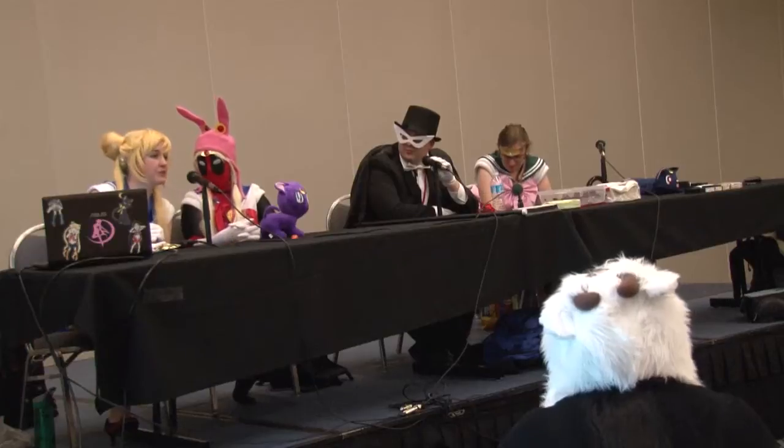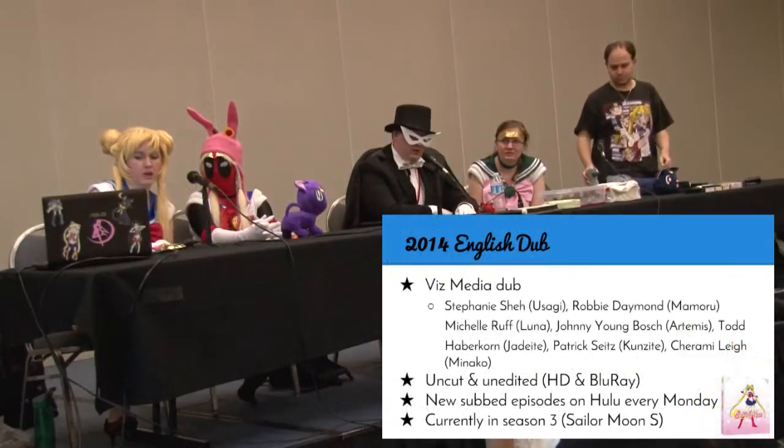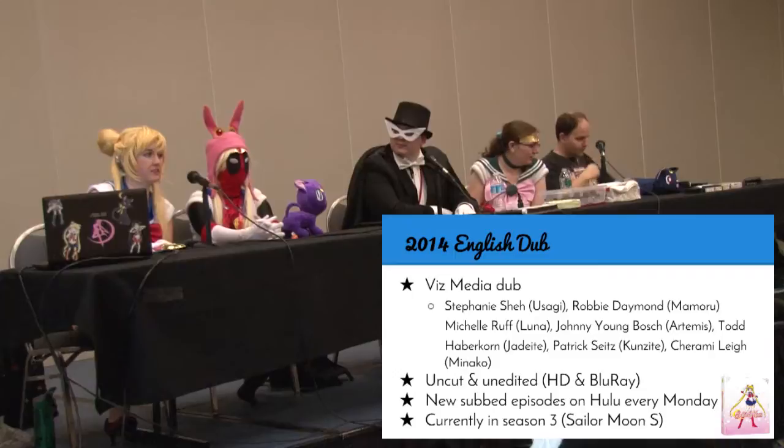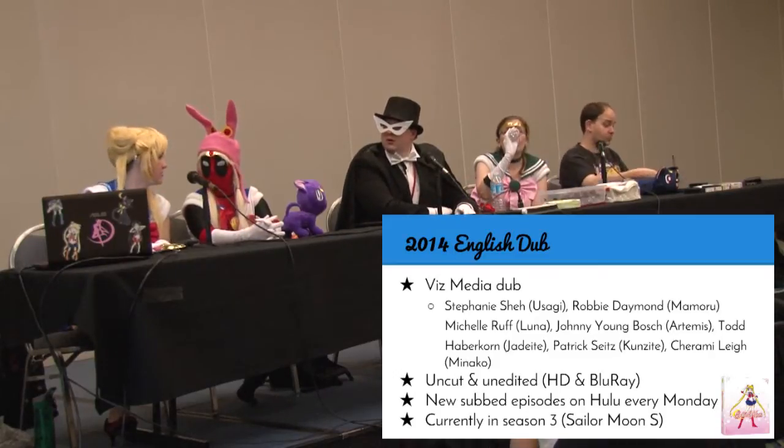So one really cool thing nowadays is that if you're not into the subtitled version, you can actually get the new English dub, which is pretty impressively done. It's incredible. Yeah, the vocal cast, a lot of them are here today. Robbie Daymond, who voices Tuxedo Mask or Mamoru. And then Sailor Mars, Todd Haberkorn, who does Jadeite, and Zoisite's actor Lucien Dodge is also here.